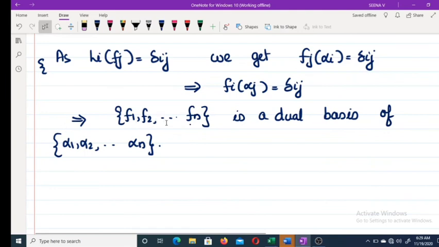This implies that given any f1, f2, ..., fn, there exists a basis α1, α2, ..., αn in V such that f1, f2, ..., fn is a dual basis of α1, α2, ..., αn.